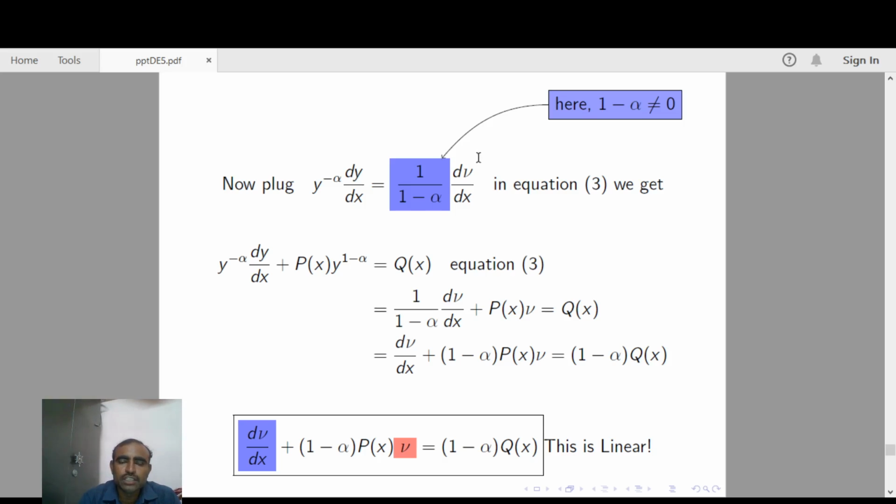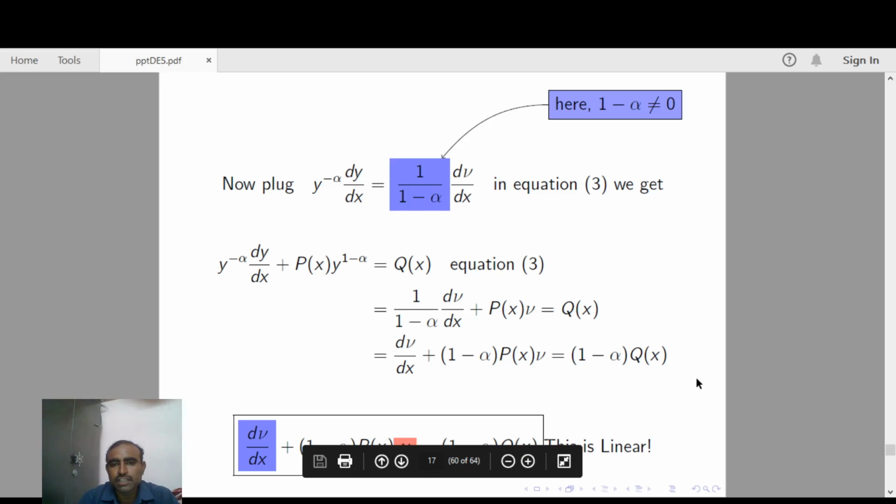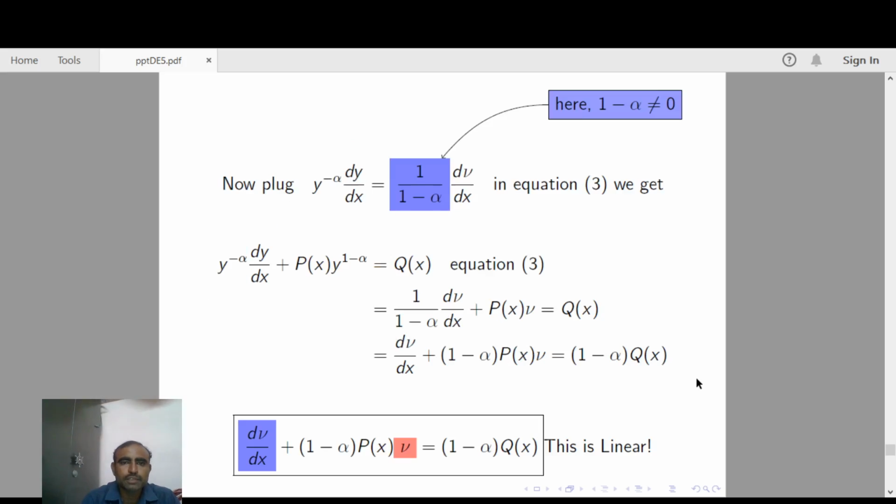Now substitute this in the equation. We get y power minus alpha dy by dx plus p of x into y power 1 minus alpha is equal to q of x. Now I write this as 1 by 1 minus alpha dv by dx plus p of x into v is equal to q of x. This implies dv by dx plus 1 minus alpha into p of x into v is equal to 1 minus alpha into q of x. Observe this equation. This is a linear differential equation in v. So dv by dx plus 1 minus alpha into p of x into v is equal to 1 minus alpha into q of x. This is linear in v.